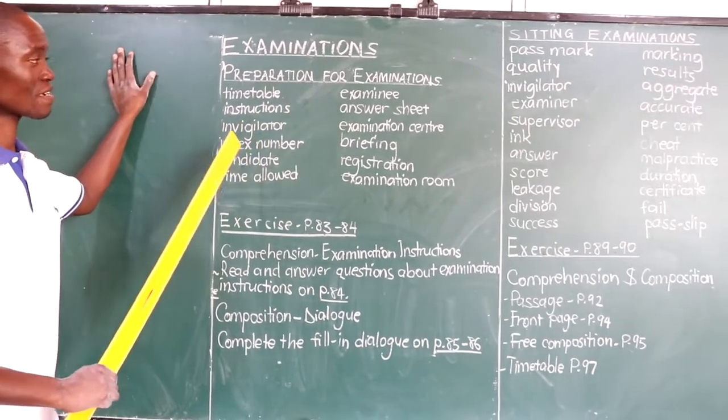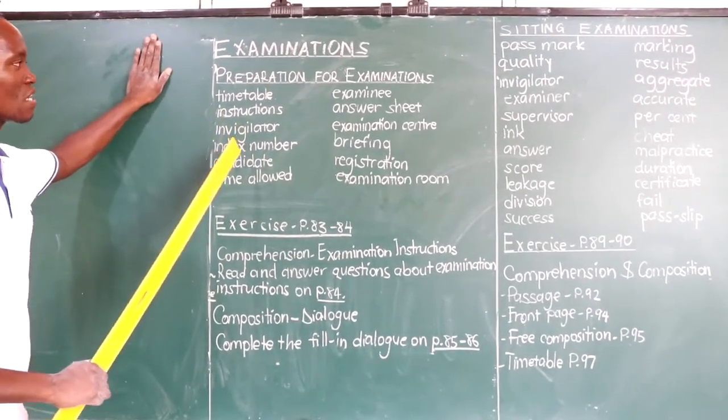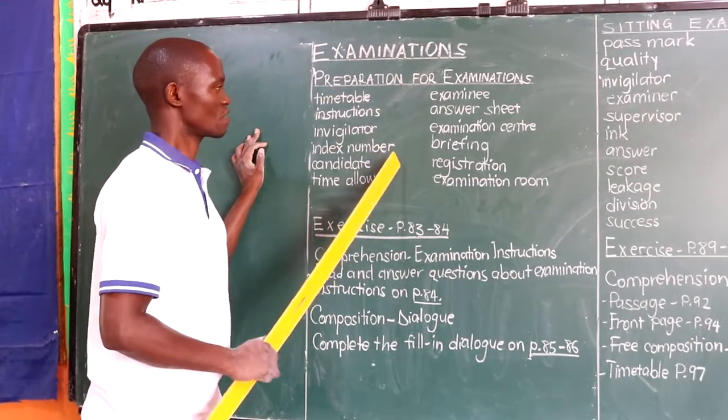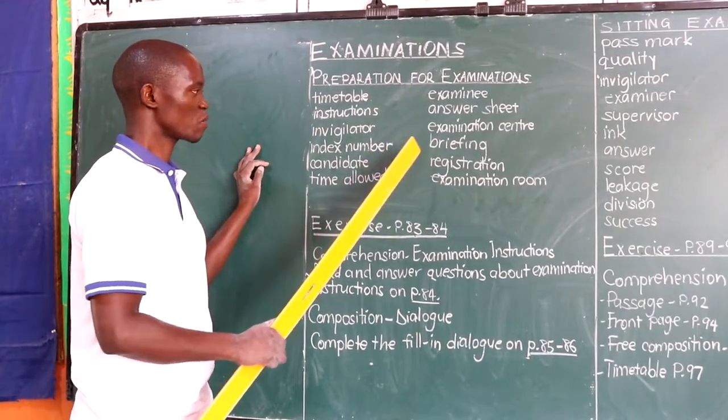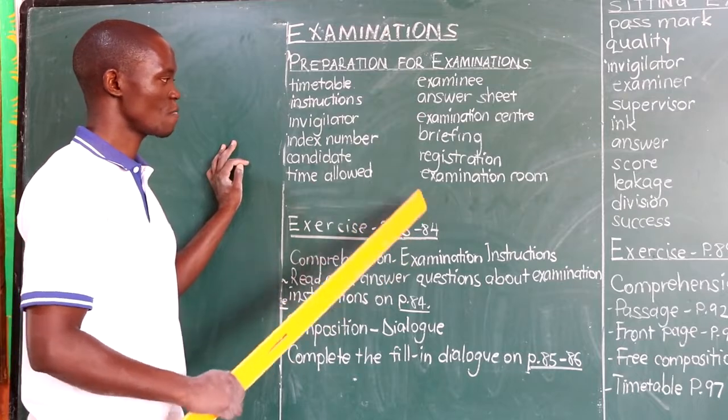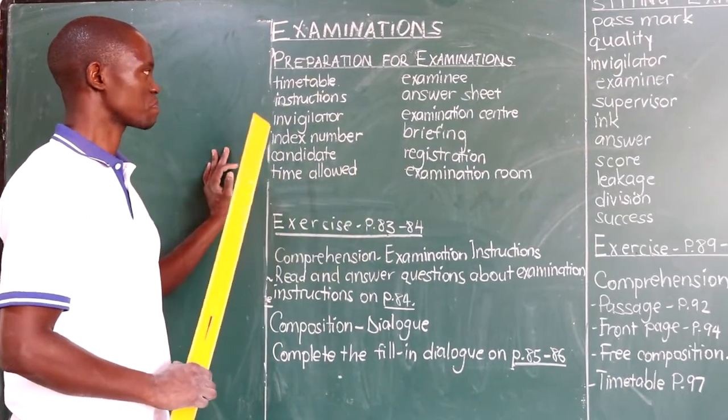An examinee is a candidate. An examinee is a candidate with a double E. Examinee. Answer sheet. Then examination center, briefing, registration from register, then examination room.